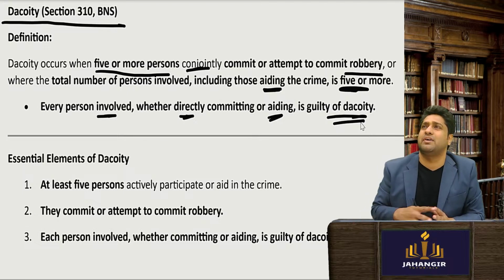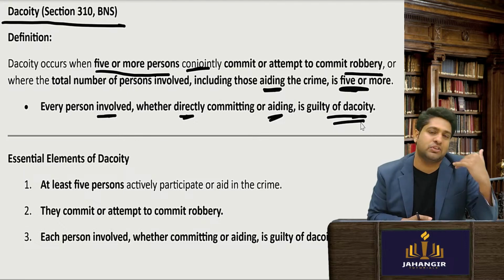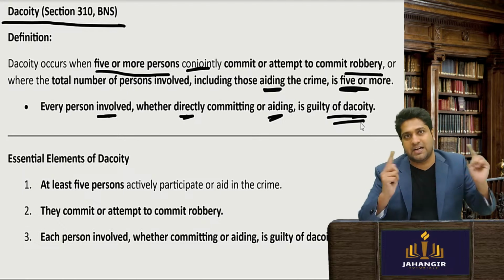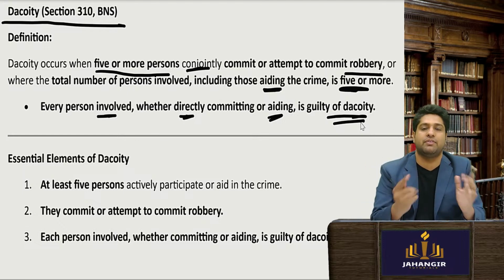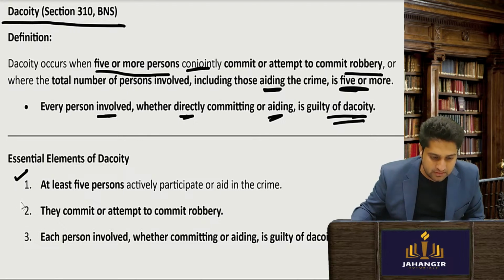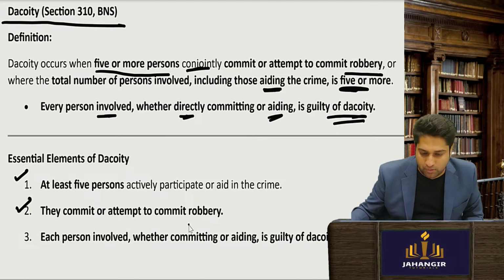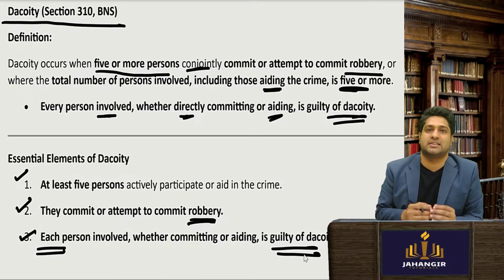For example, there were 7 people. 3 said, "Arey, we were just coordinating. We were just talking on the phone." No, it was an entire conspiracy together, all were doing it. All of them will be held liable. At least 5 are trying to attempt to do robbery, and each person involved will be guilty of dacoity, even if I was just assisting.